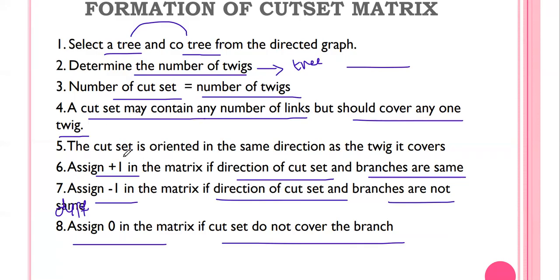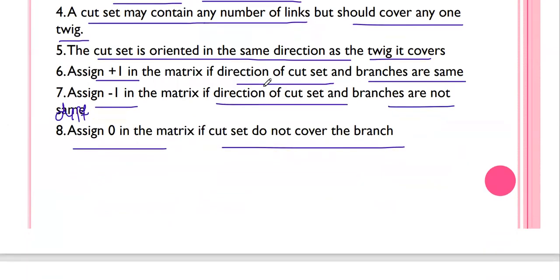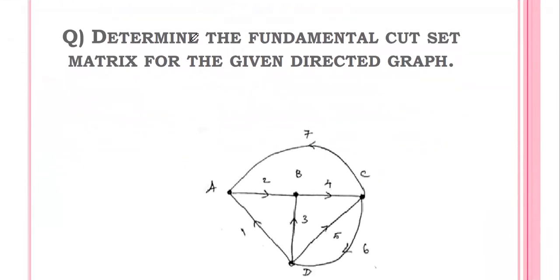And we have to mark the cut set direction the same as that of the twig it covers. Then we have to assign the correct value, either +1, -1 or 0, in the matrix depending upon the cut set direction and branch direction. So this is the procedure to form the cut set matrix. Now using that we are going to solve the problem.